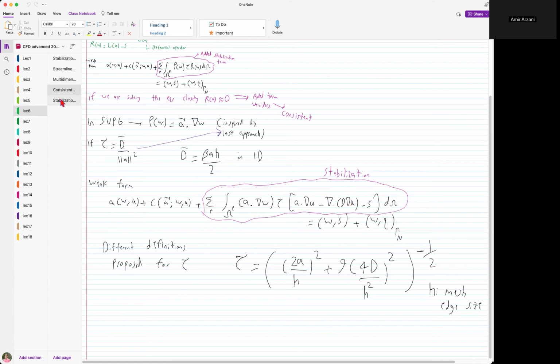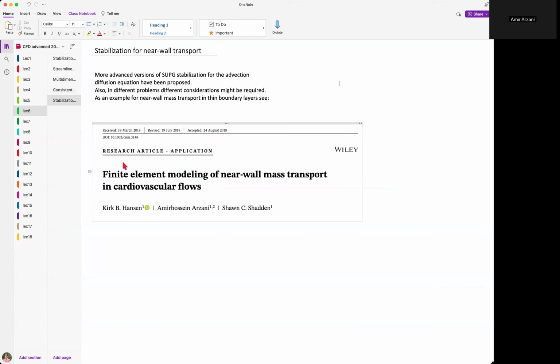Now, there are cases where that's not the case. One example is when you're doing mass transport in near wall regions. So if you're dealing with very thin concentration boundary layers, you're doing near wall mass transport. So this is advection diffusion for very high Péclet number and high Schmidt numbers, where you get this thin boundary layer problem, or just high Péclet number, really. So you might need more advanced versions of SUPG stabilization and more considerations about that.